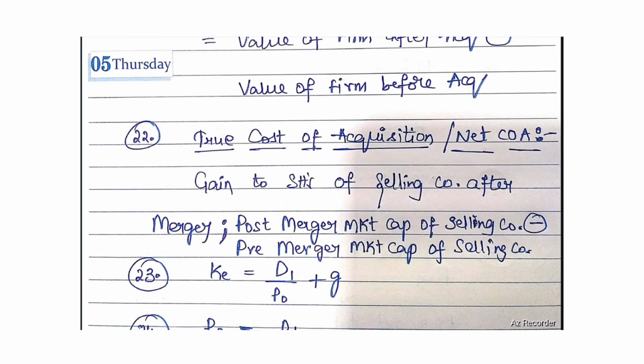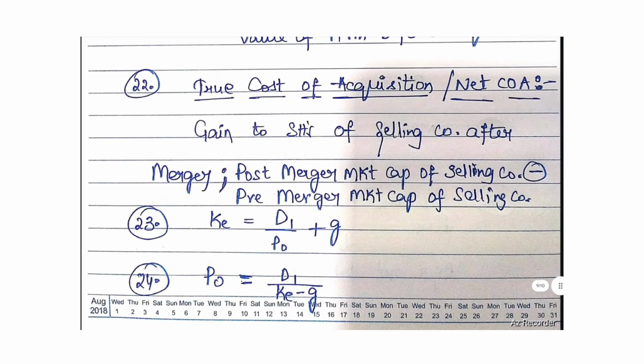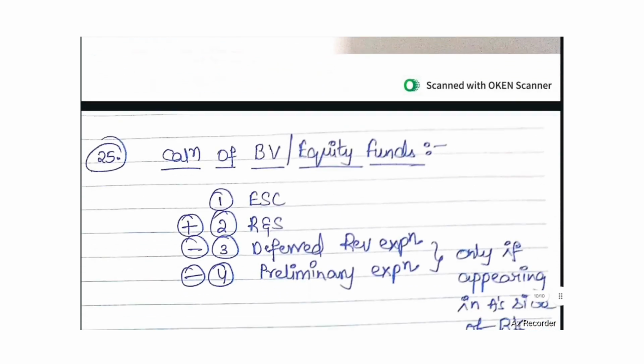True cost of acquisition, or net cost of acquisition, is the gain to shareholders of the selling company after merger. How to calculate true cost of acquisition or net cost of acquisition? Post-merger market cap of the selling company minus pre-merger market cap of the selling company gives the true cost of acquisition or net cost of acquisition. How to calculate KE? KE equals RF plus beta into R minus RF, or another formula, D1 by P0 plus G. P0 equals D1 by KE minus G.